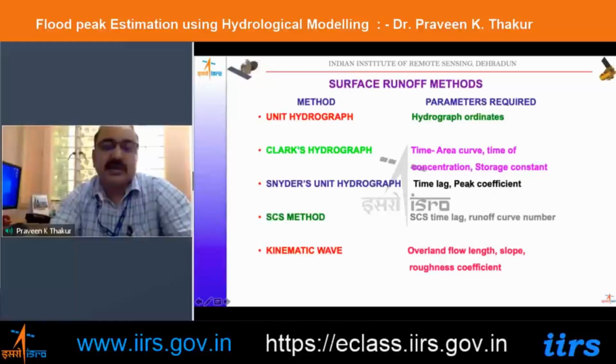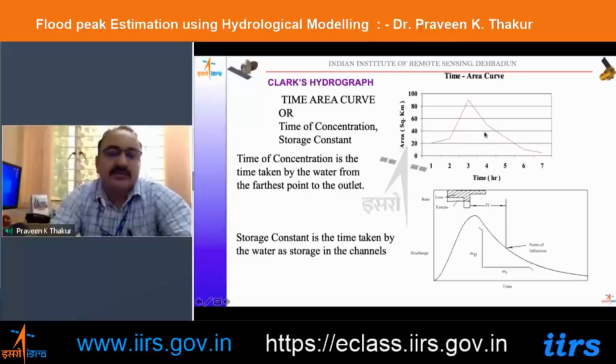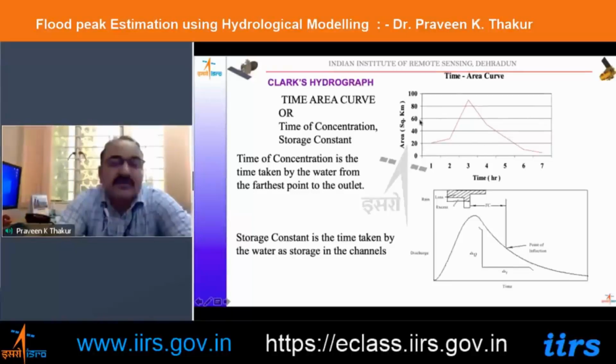So this is a typical ordinate of the unit hydrograph. This is the Clark's unit hydrograph. This Clark's unit hydrograph can be generated very easily in GIS because we do get the length of overland flow. Once you know the velocity, you can easily calculate the time area curve, that is, how much time from a given area it will take to reach the outlet. So this can be very easily implemented in GIS.